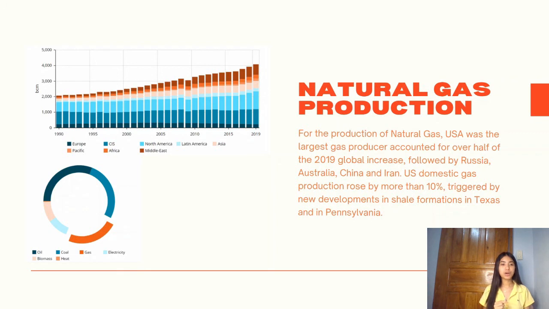US domestic gas production rose by more than 10%, triggered by new developments in shale formations in Texas and in Pennsylvania. Gas production also continued to rise steadily in Russia with 3.4% and in Australia with 18%, pushed by the development of LNG projects and by domestic demand.